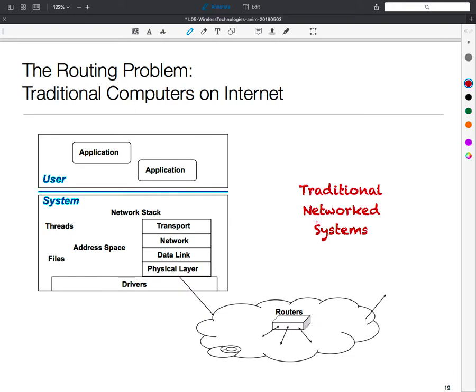The final layer, the next layer up, which one has to deal with in radios is routing, which is how do I get the message from one node to another node when they are not immediate neighbors.